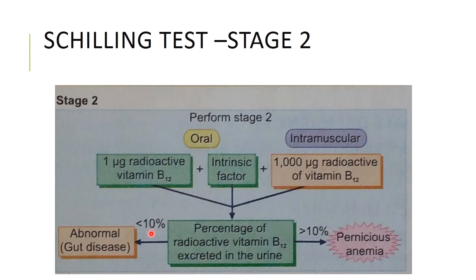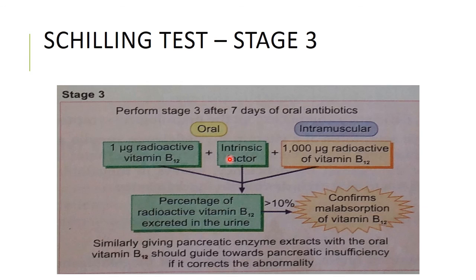If it is again less than 10% in this stage 2 also, that indicates there is abnormal absorption with respect to GIT disorders, and this will be resolved in stage 3. Stage 3 will be performed after 7 days of oral antibiotic therapy. The same procedure of stage 2 will be done, but see that 7 days, that is 1 week, of oral antibiotic therapy has to be followed.